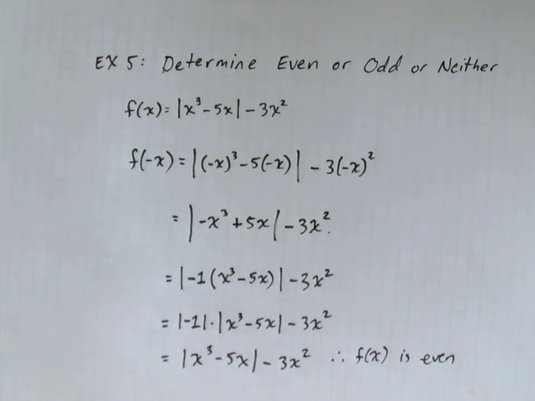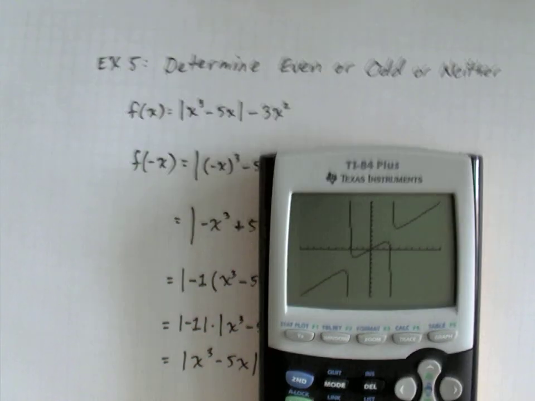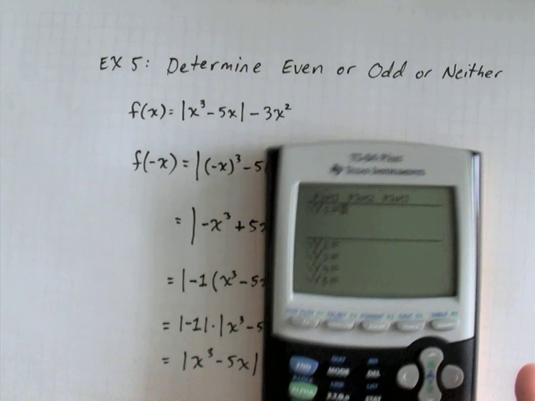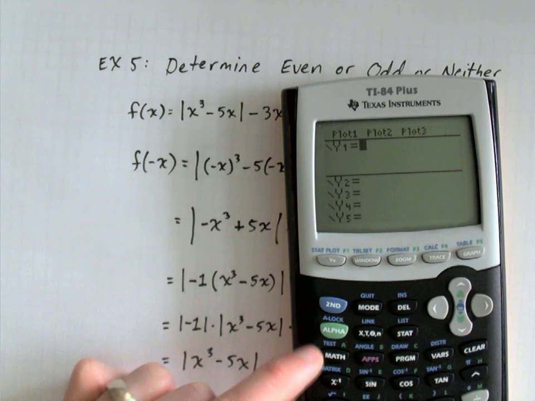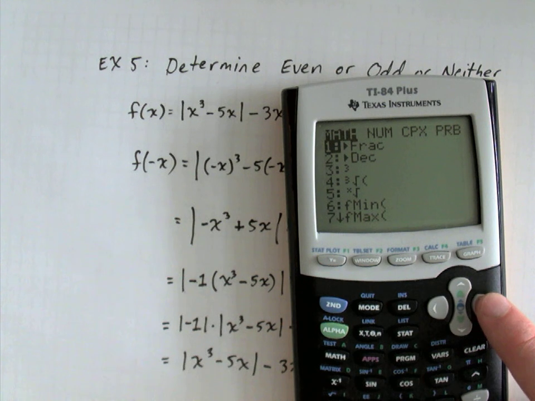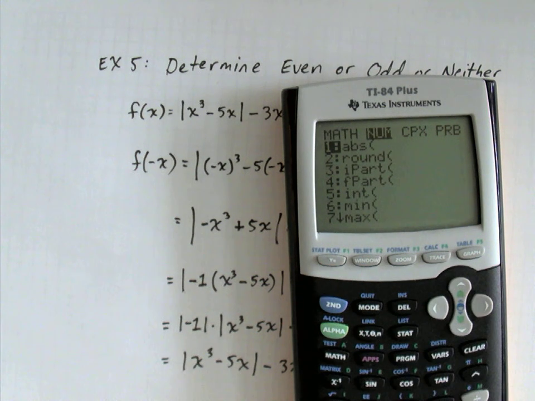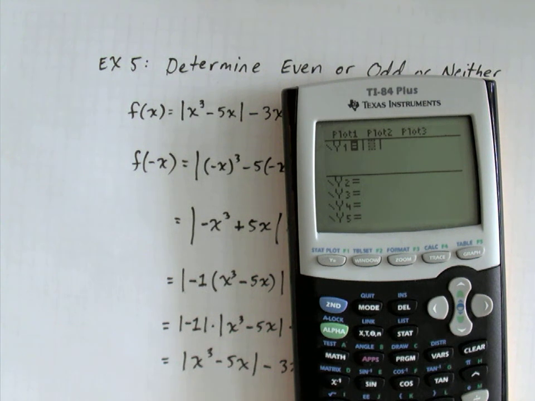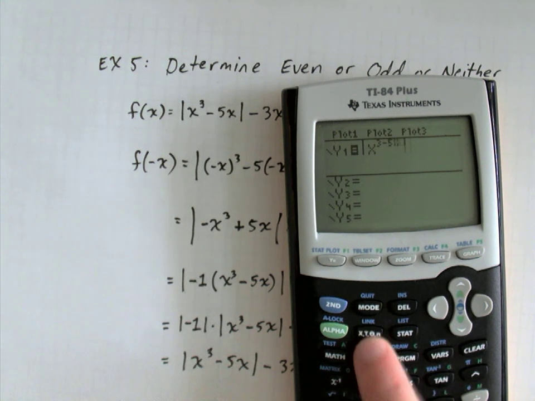Let's see if our graphing calculator supports that. So in y equals, I'm going to type the absolute value. And to get to the absolute value, you want to press the math key. The math key is hiding here on the left-hand side, 3 spots down. Move over to num for number, or numeric operations, I forget which, and choose abs. So we got the absolute value of x cubed minus 5x.